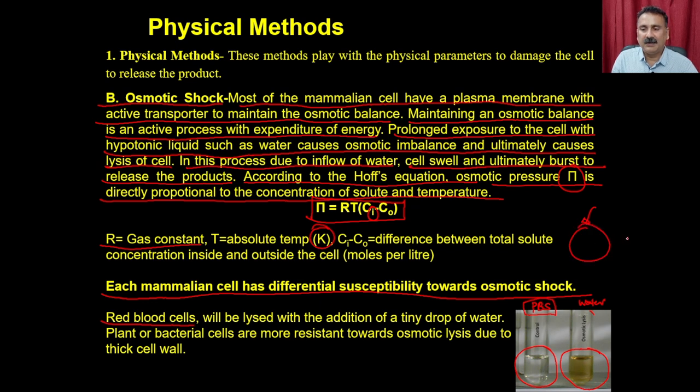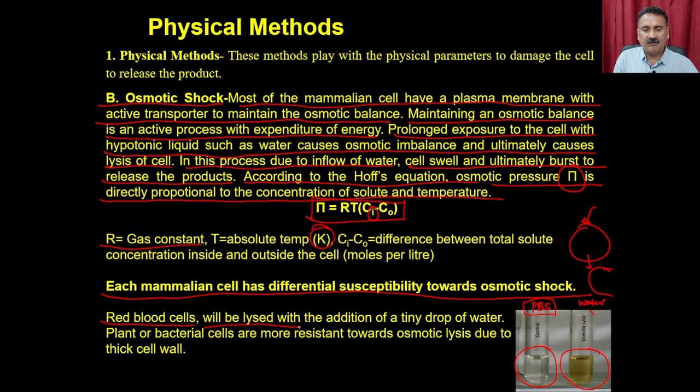As a result, the cell is going to swell in size, right? And when it swells in size, it cannot synthesize or provide the additional amount of lipids and protein, and that's how the cell is going to burst. This is RBC cell lysis with the addition of a tiny drop of water.